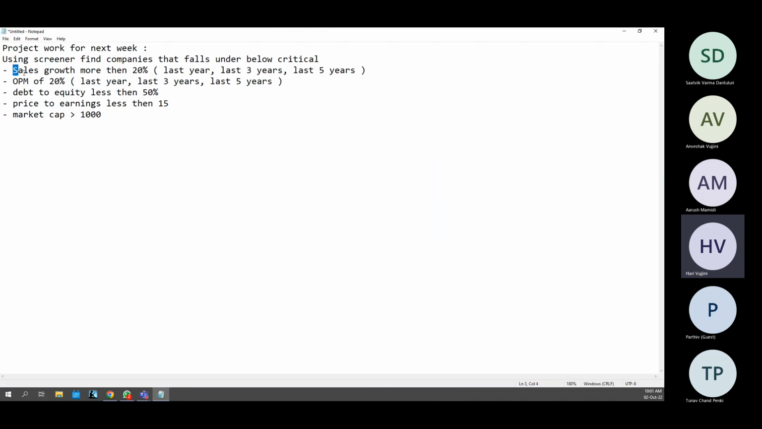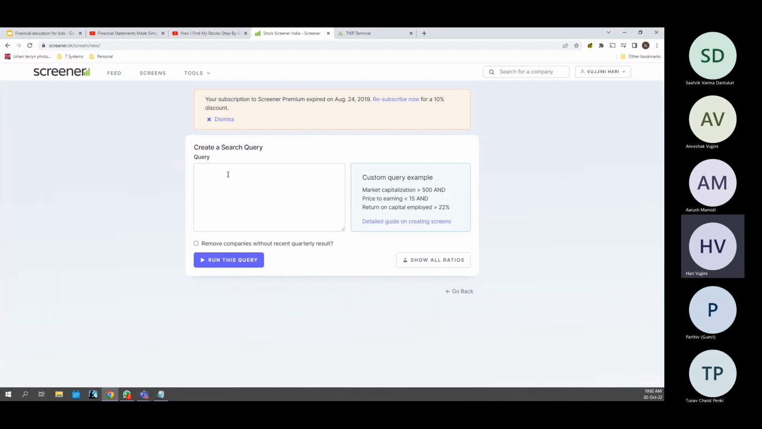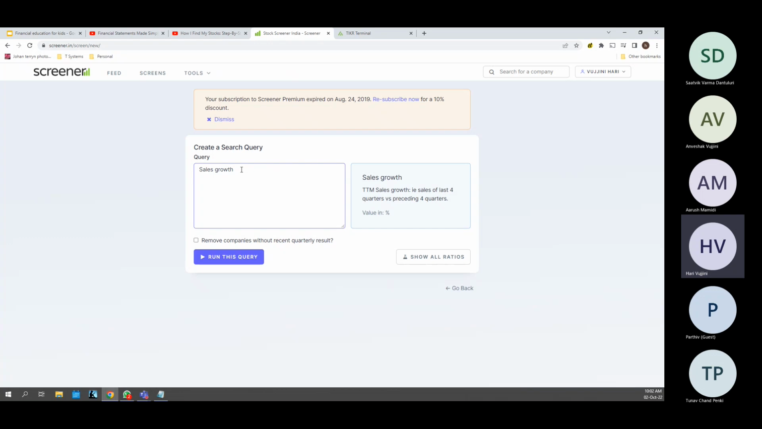Sales growth more than 20% for the last year, last 3 years, and last 5 years. What I'm looking for is a business that has been growing its sales at more than 20% for the last year, last 3 years, and last 5 years. So I go here and say sales growth. By default it accounts for the last year, so I would say 20%. As you type sales growth, it gives you recommendations, so it makes our life easy.